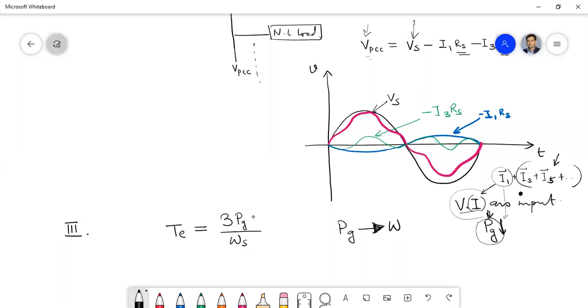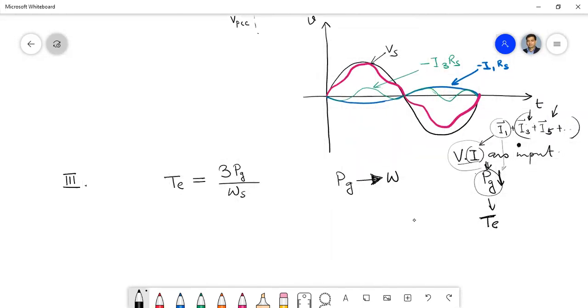Number one. Number two, if PG is reduced, what about the torque for the same VI input? If the PG is reduced, the torque will also be reduced. And if the torque is reduced for the same load, what will be the omega or n? These will all be reduced.